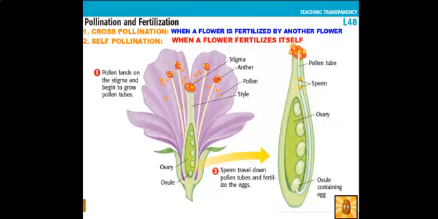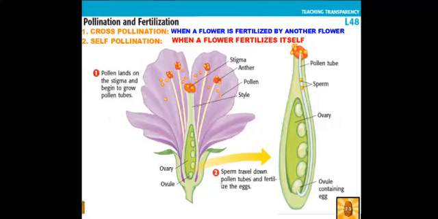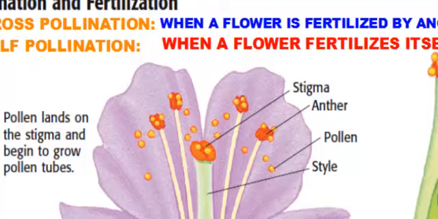Now what basically happens during pollination is, if you take a look at the anther here and the pollen grains, the pollens are dispersed or knocked off or transported from the anther to the stigma. And as we said here at the top, the stigma is collecting and holding onto the pollen.